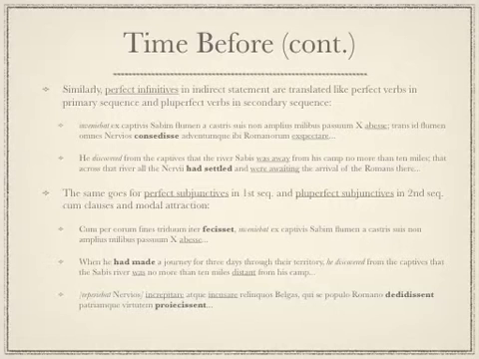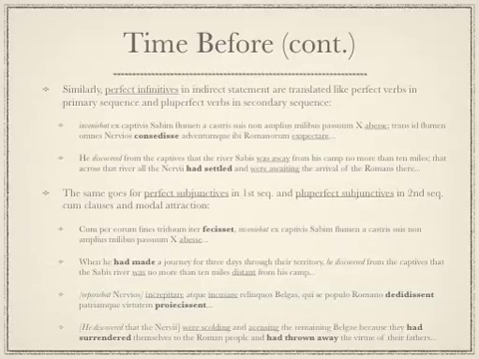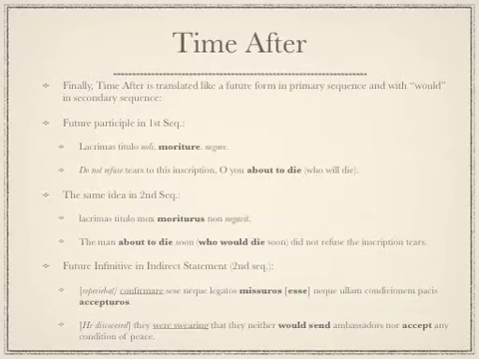And here's another example. He discovered that the Nervii were scolding and accusing the remaining Belgians because they had surrendered themselves to the Roman people and thrown away the virtue of their fathers. All right, and finally, time after. Apparently it all comes up at once here.